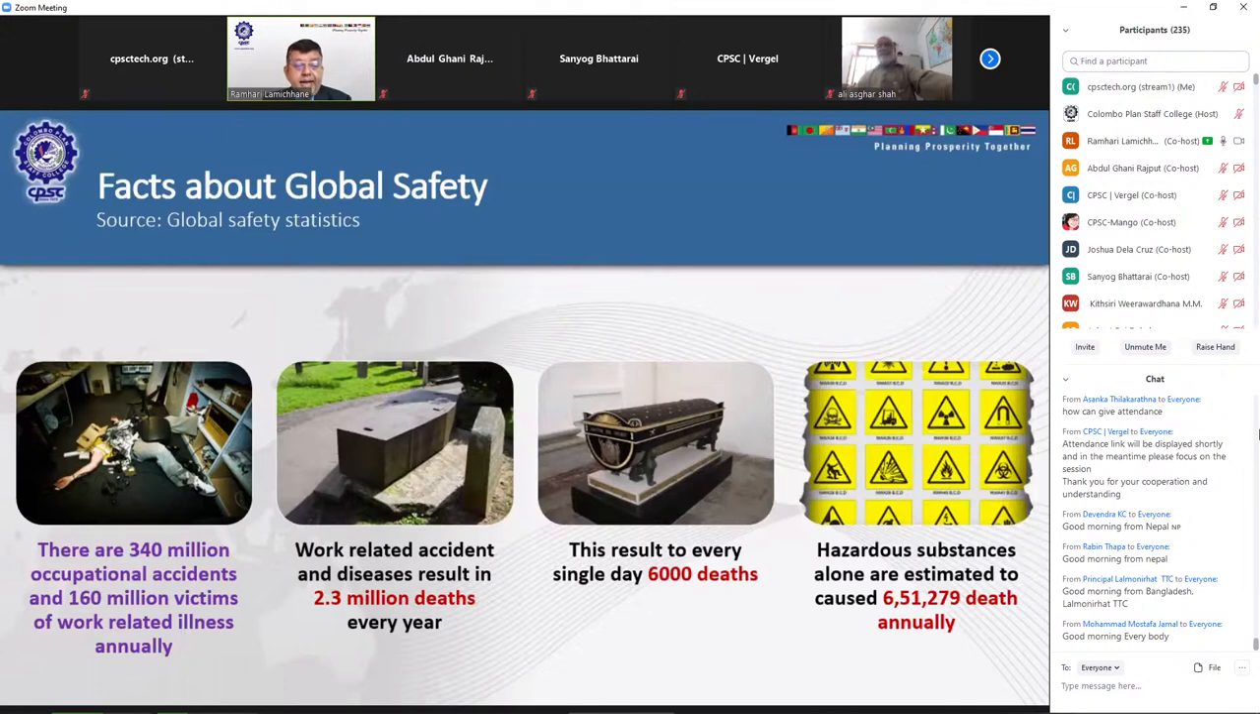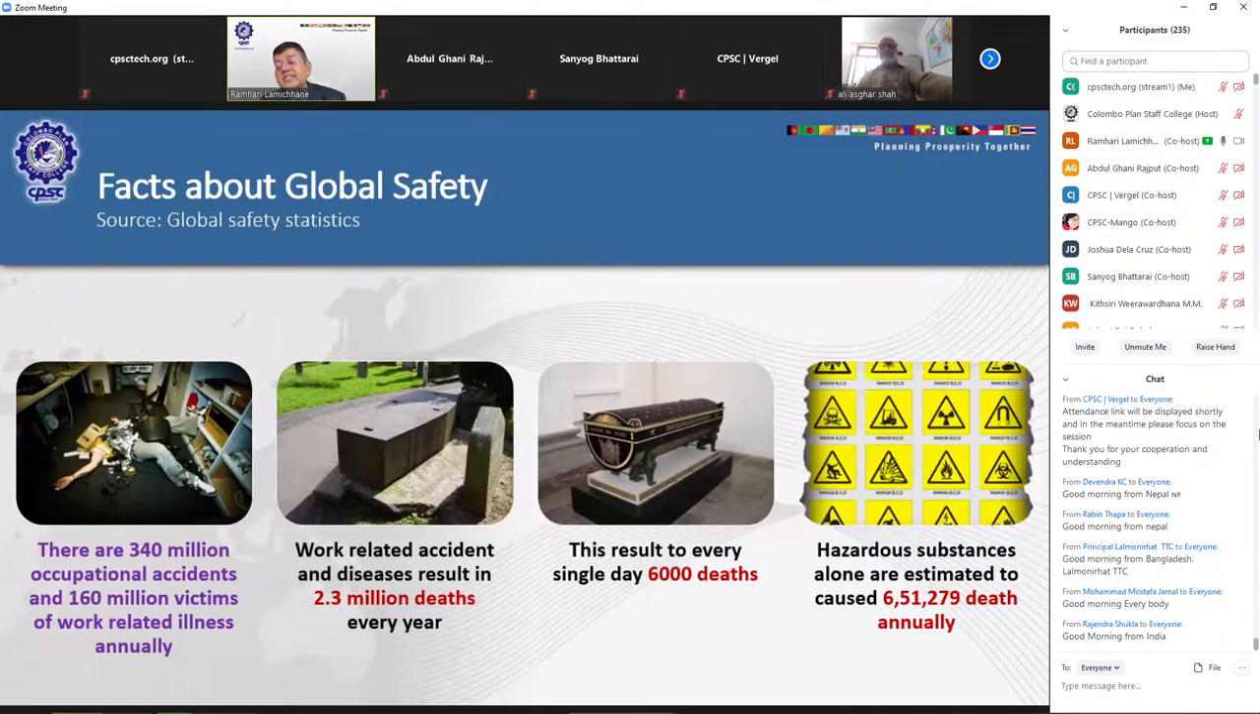Another fact is about work-related accidents and diseases. Accidents and diseases result in 2.3 million deaths every year, when people meet with an accident or contract a disease in workplace situations. 2.3 million people are dying every year. That is another fact we can't ignore. That means 6,000 deaths every single day. Annual 2.3 million means 6,000 deaths a day.